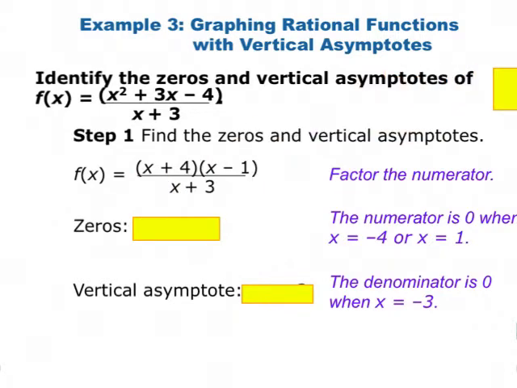Using the previous rule, I set each factor of the numerator equal to 0 and solve. I get x equals -4 and x equals 1. That tells me the zeros of my function are -4 and 1, which means it crosses the x-axis at -4 and 1. As far as my asymptote, we set the denominator, x + 3, equal to 0 and solve, which gives me a vertical asymptote of x equals -3.